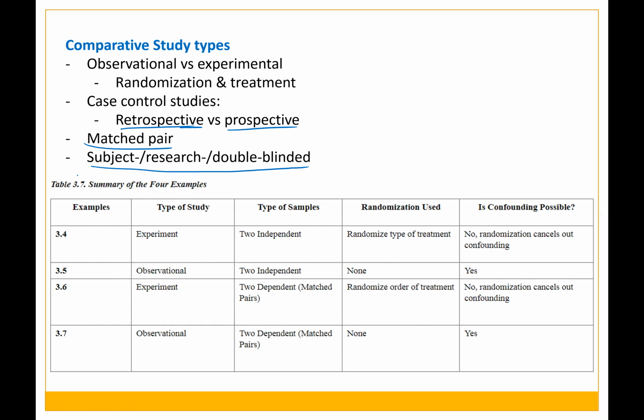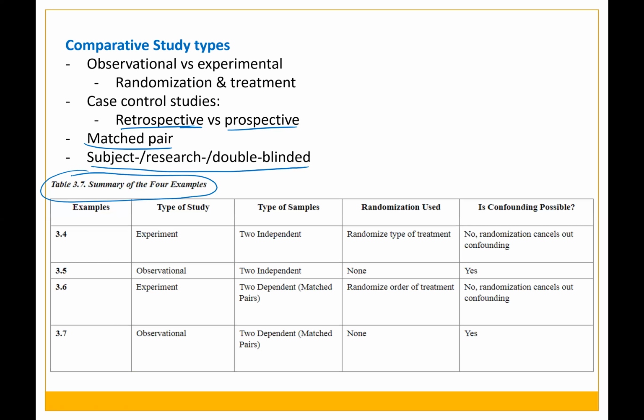So we have this table. I think it's in week 2 when we do lesson 3 or lesson 4, where we have different types of samples going to different types of studies, and for experimental we have randomization, and there are different uses of randomization.